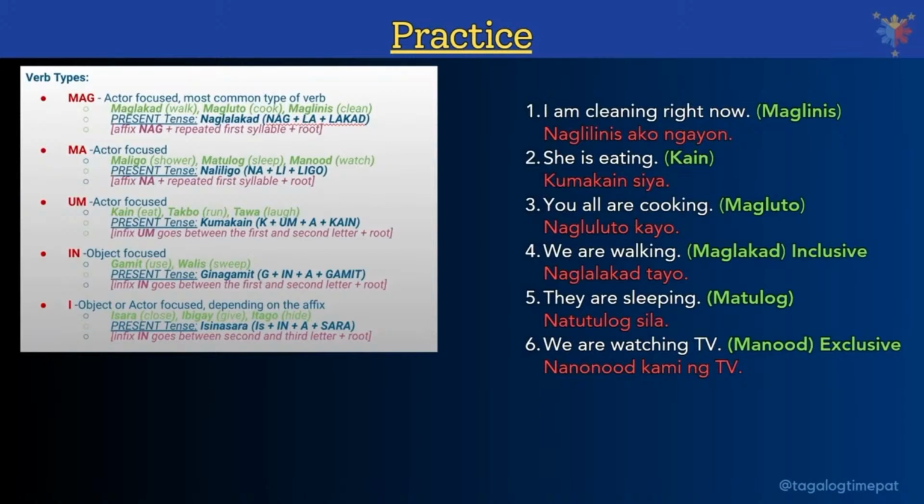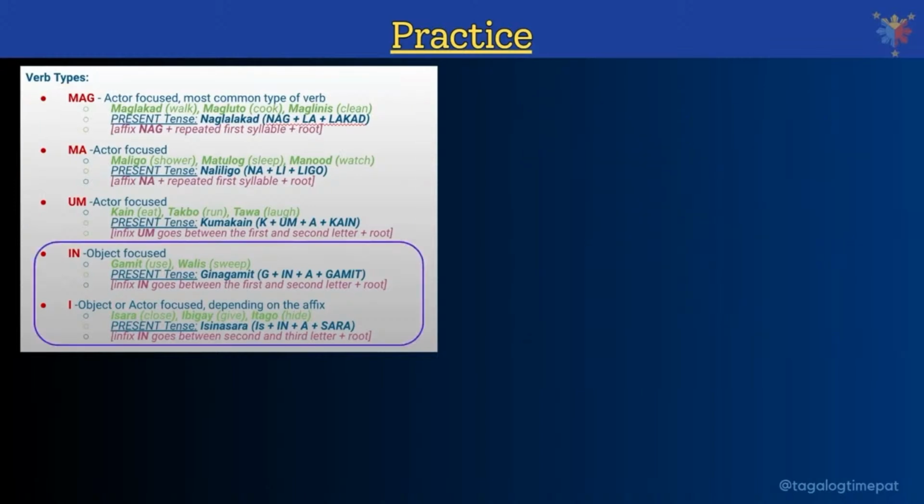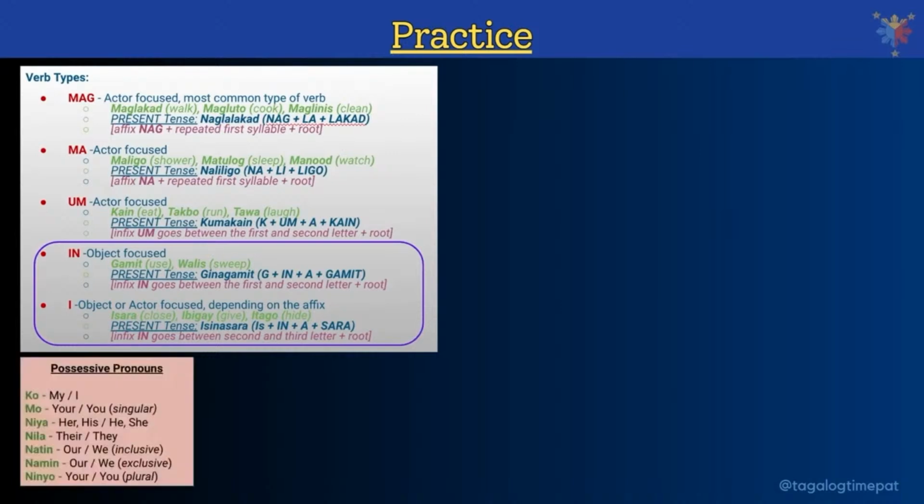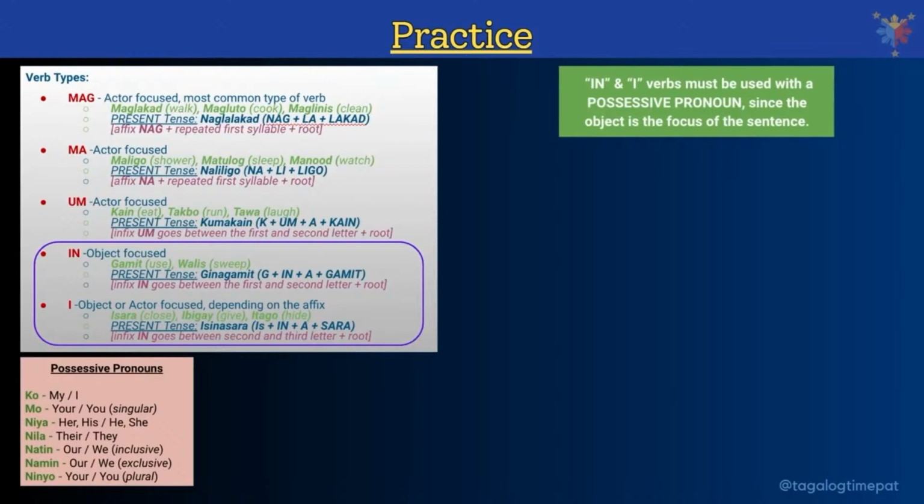If you look closely, you'll notice that all of these examples are mag, ma, or verbs. That is because they are all actor-focused, meaning you can use a subject pronoun like we were using. However, if you want to use an in or verb, now you have to actually use a possessive pronoun. And the idea here is that for in or e verbs, since the object is the focus of the sentence, it's almost like you are in possession of that object, so you have to use these possessive pronouns.